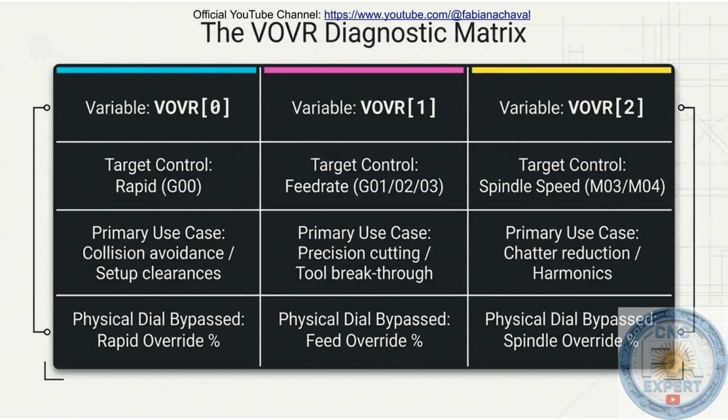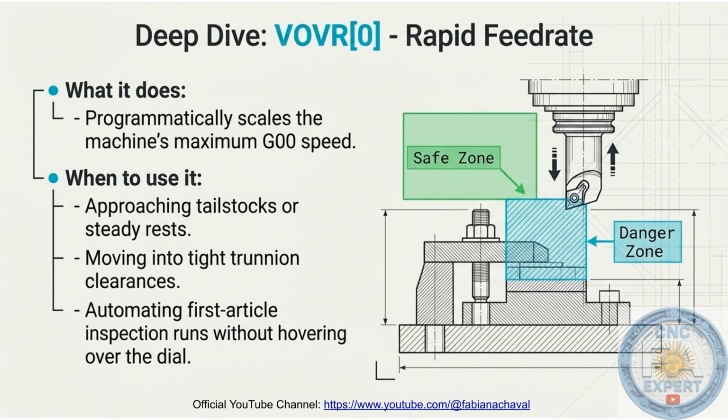Here is your quick reference matrix. VOVR0 targets Rapid G00 and is used for collision avoidance. VOVR1 targets feed rate G01, G02, or G03 for precision cutting. VOVR2 targets spindle speed M03 or M04 to reduce chatter and harmonics. In all cases, the physical dial is bypassed.